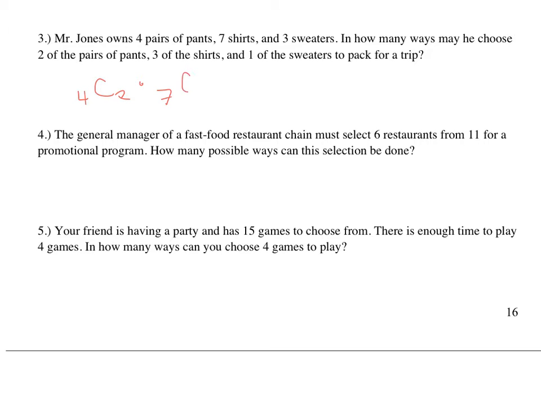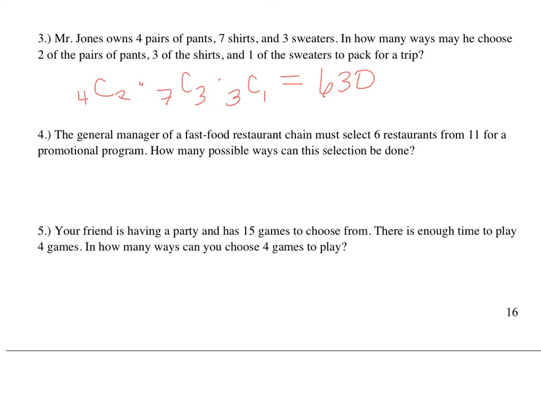There's 7 shirts. He's going to choose 3 of them. 3 sweaters. He's going to choose 1 of them. So we're going to enter that all into the calculator. So we'll type 4, math, over to probability, choose option 3, enter the 2, times 7, math, probability, option 3, type the 3, not enter, times 3, math, over to probability, choose option 3, type the 1, hit enter. When you get this all typed in, you should find that there are 630 different ways that could happen.